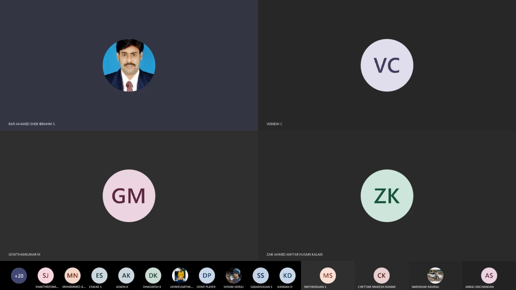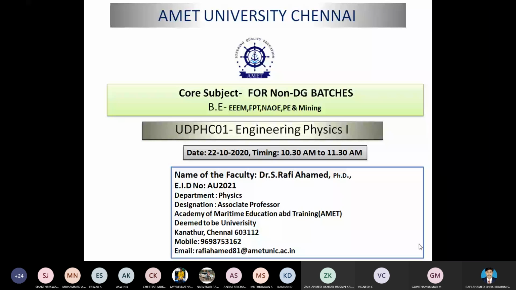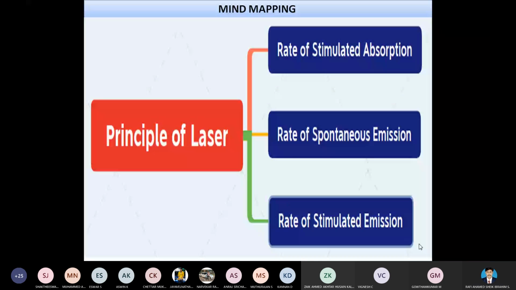As we are learning engineering physics 1, we know that in engineering physics 1, totally we are going to study 5 units. Our first unit is laser and optical fiber. In laser and optical fiber, we are going to study the working principle, the characteristics and properties of laser, then types of laser, then application of laser.